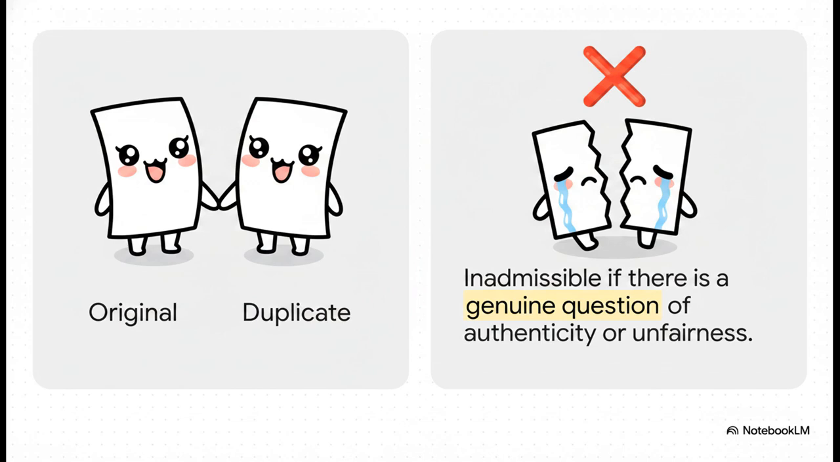The burden basically shifts. A photocopy is totally admissible unless opposing counsel can raise a genuine question about the authenticity of the original or demonstrate that it would be completely unfair to admit it, like if you only copied half the page and conveniently left out a crucial clause.